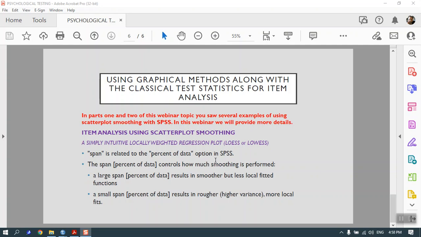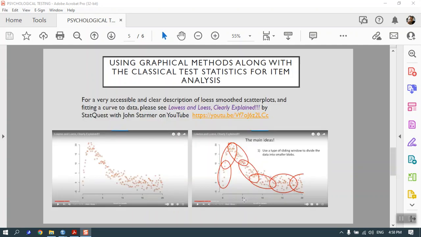A large span results in smoother but less locally fit functions, and a small span results in rough, higher variability, and more locally fit functions. So if this covers a large percentage, it's actually smoothing. It'll smooth out, and it'll miss some of the pattern in the data, but it'll look very smooth. You'll see the eventual line that's connected here would be very, very smooth.